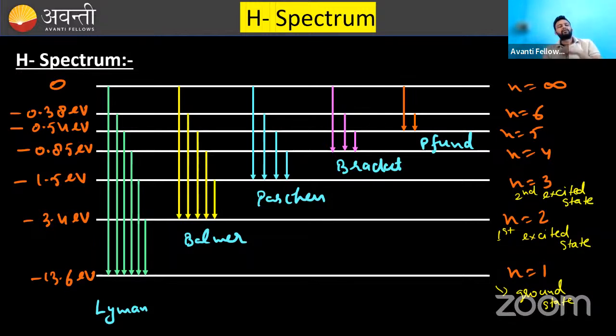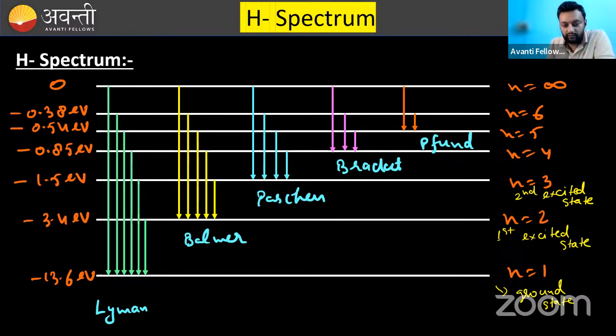What does it mean if someone asks you fourth excited state? What does it mean? Fourth excited state means what is the value of n? What will be the value of n for fourth excited state? 5. Very good, Logesh. Very good, Chichuni. Now, when these electrons return back, based on that, there are some series mentioned.